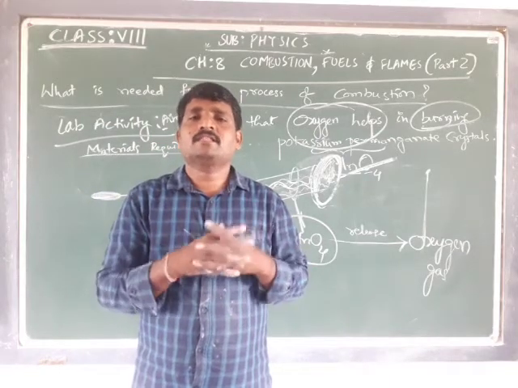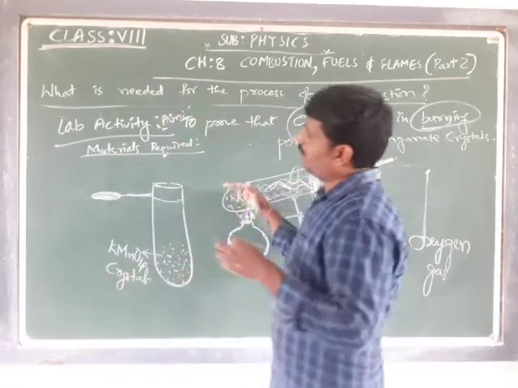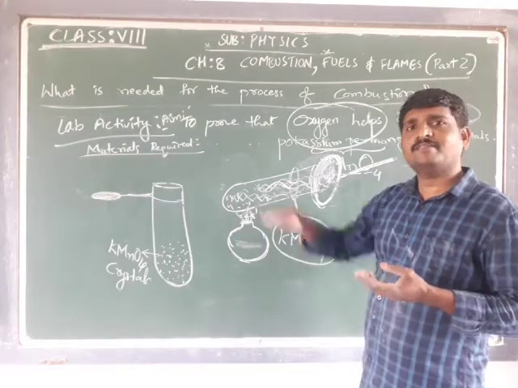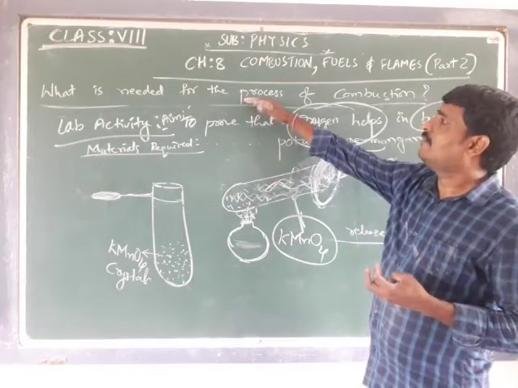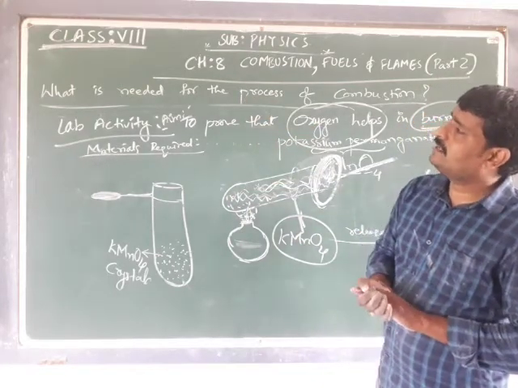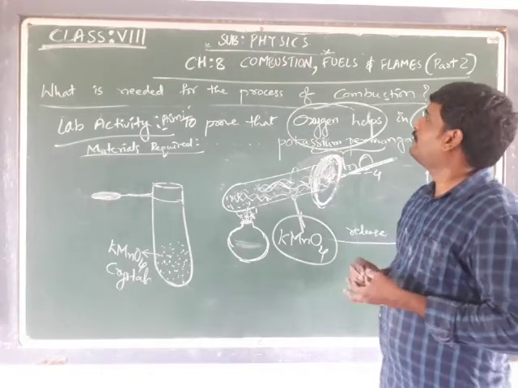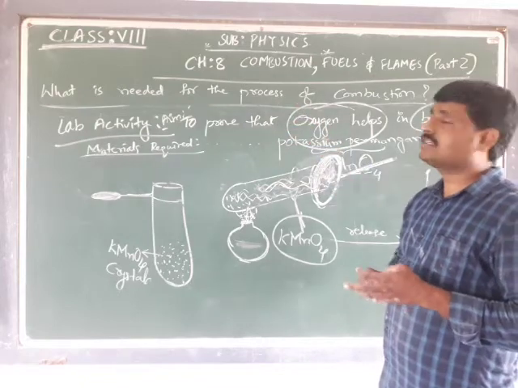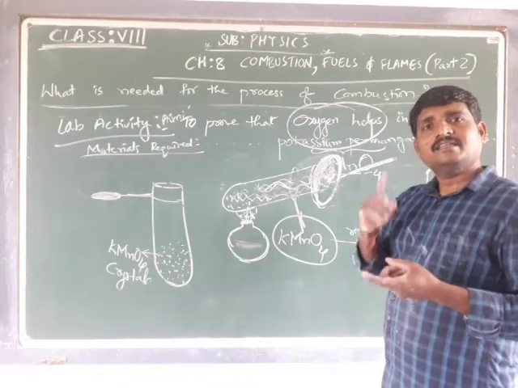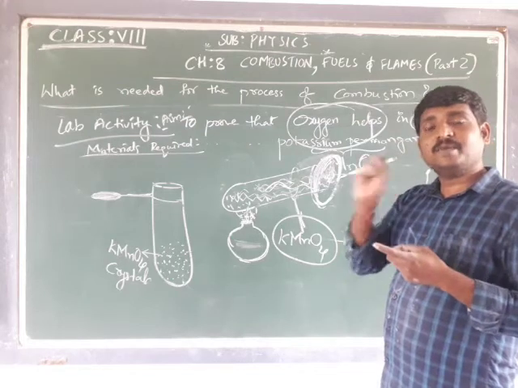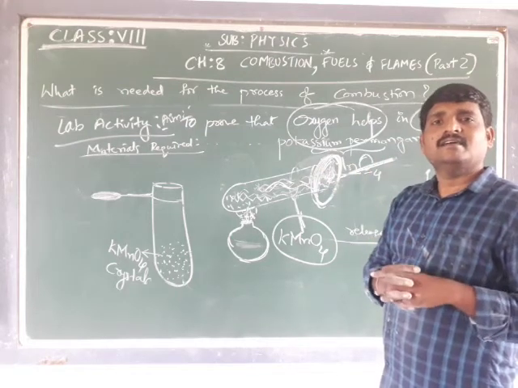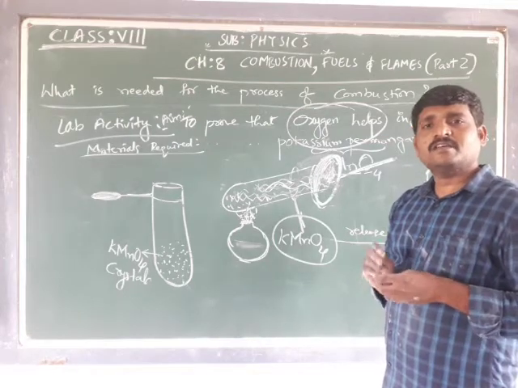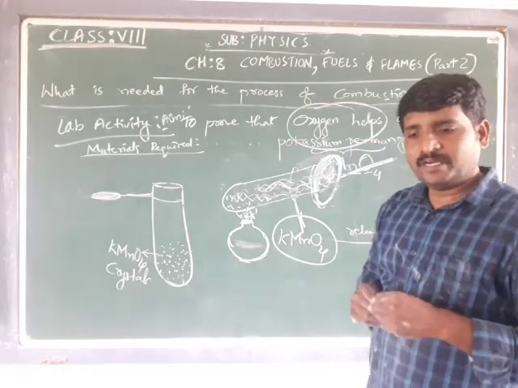Okay, this is a small session regarding our activity and lab activity, which gives the answer for what is needed for the process of combustion. Now, did you get that answer? What is needed for the process of combustion? Can you say the answer? Yes, air is needed, specifically oxygen, for executing the process of combustion. Okay, I hope you understood.